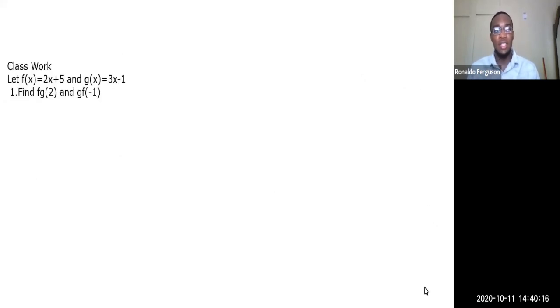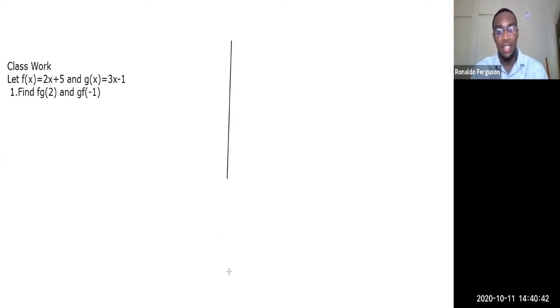So here is another example. It says let f of x be equal to 2x plus 5 and g of x be 3x minus 1. Find fg of 2 and gf of minus 1. So there are two ways you can do both of these questions. So I'm going to put a line. On the left hand side we'll work question 1 and on the right hand side we'll work question 2.